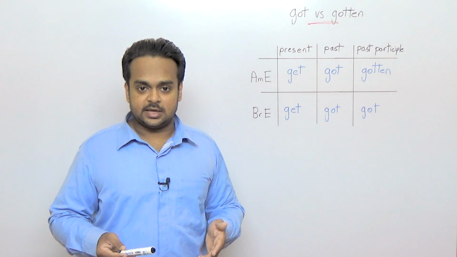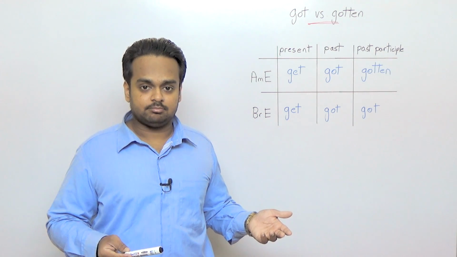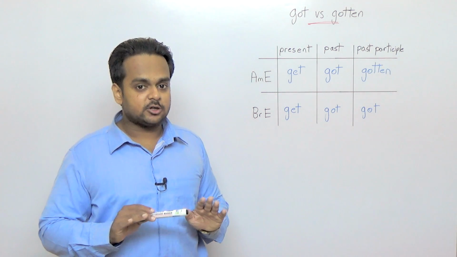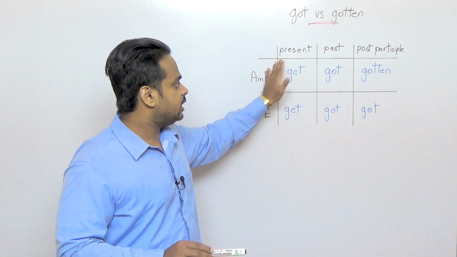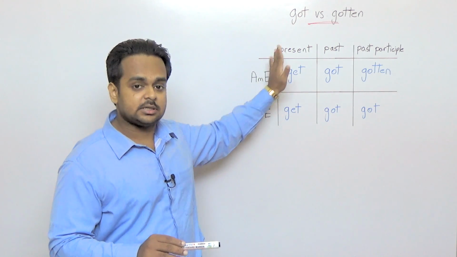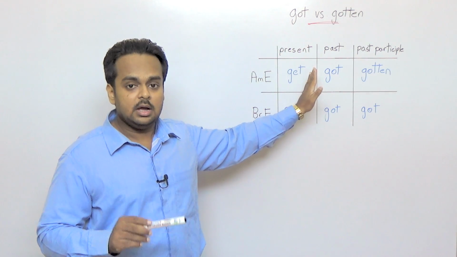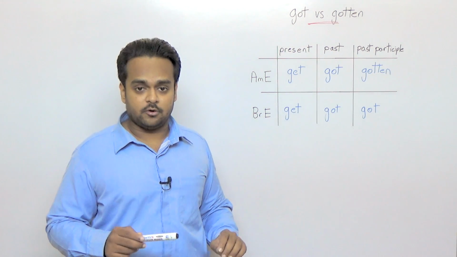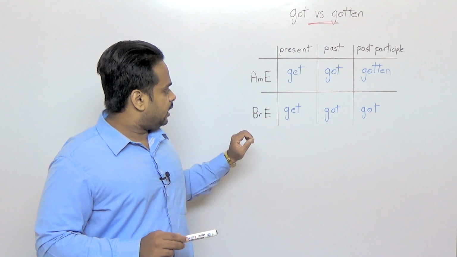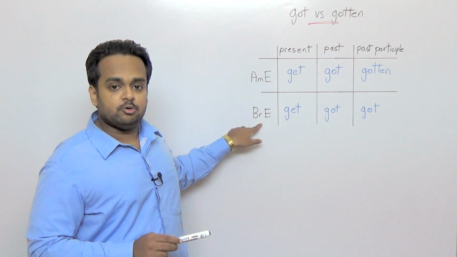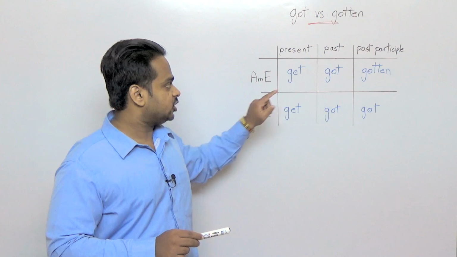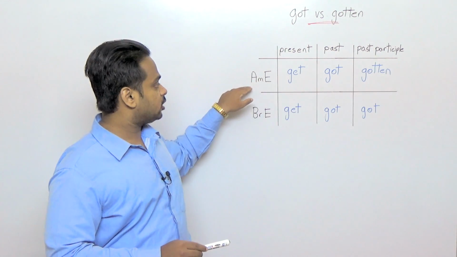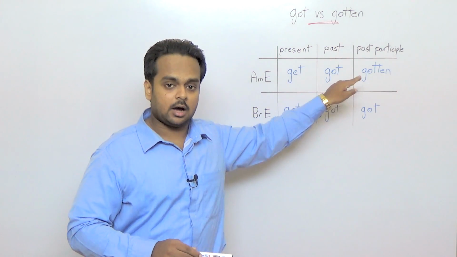So a Brit would say, I got my salary yesterday. And an American would also say, I got my salary yesterday. So you see, there's no difference there. These forms are common in both the present and the past tense. The difference is when you look at the past participle form of the verb get. Here, BRE means British English. And in British English, the past participle of get is got. And the past participle in American English is gotten.